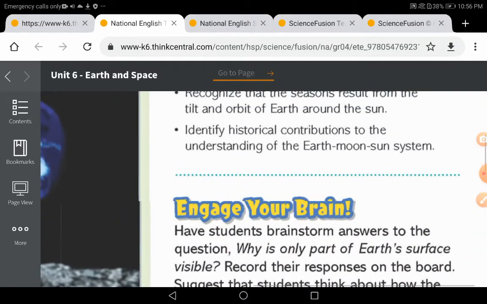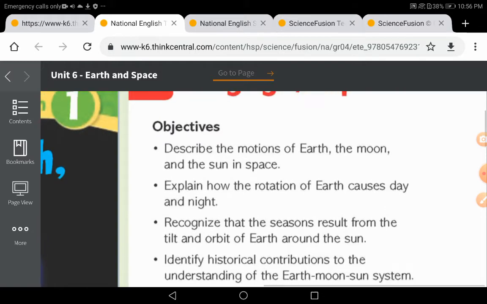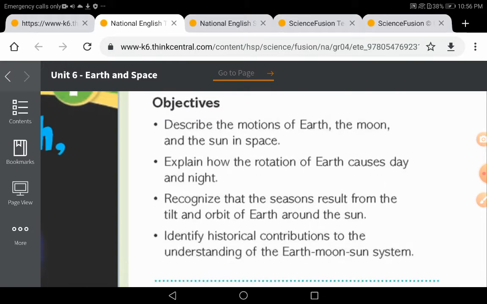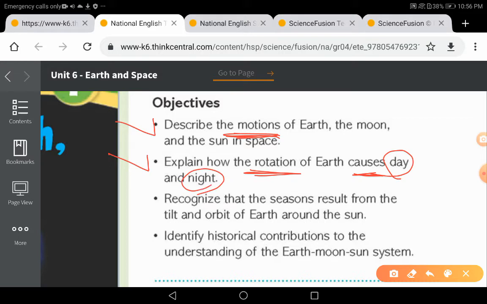Now let's see what are the main objectives of the lesson. We have 4 objectives. 1. Describe the motion of Earth, the moon, and the sun in the space. So we need to talk about the motion. Number 2, we need to explain how the rotation of Earth causes the day and night. So rotation causes day and night. Okay, the other 2 objectives, we will talk about them the other session of this record.